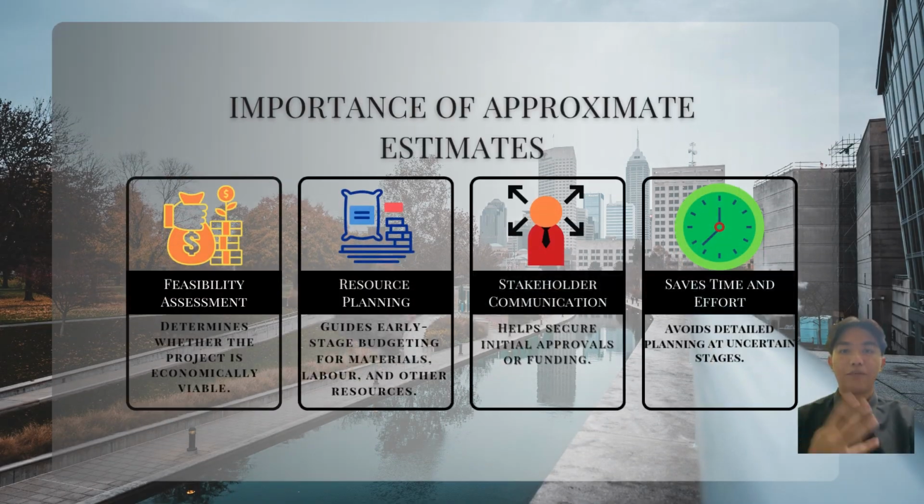There are 4 importance of approximate estimates. One is a feasibility assessment, where it determines whether the project is economically viable. 2, resource planning, where it will guide early stage budgeting for material, labors, and etc. 3 is for stakeholder communication, where it helps secure initial approval of funding. And 4 is to save time and effort to avoid detailed planning uncertainty stage.